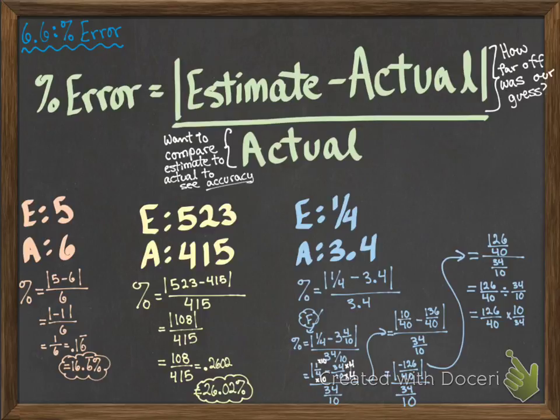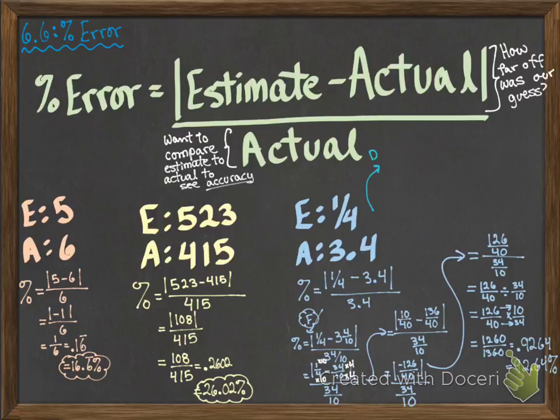So 126 times 10, 40 times 34. I get 1260 over 1360. Wonderful. I got a fraction. Let's make it a decimal. 0.9264. Am I done? No, I need a percent. So I've got to change that decimal to a percent. 92.64%. All done.